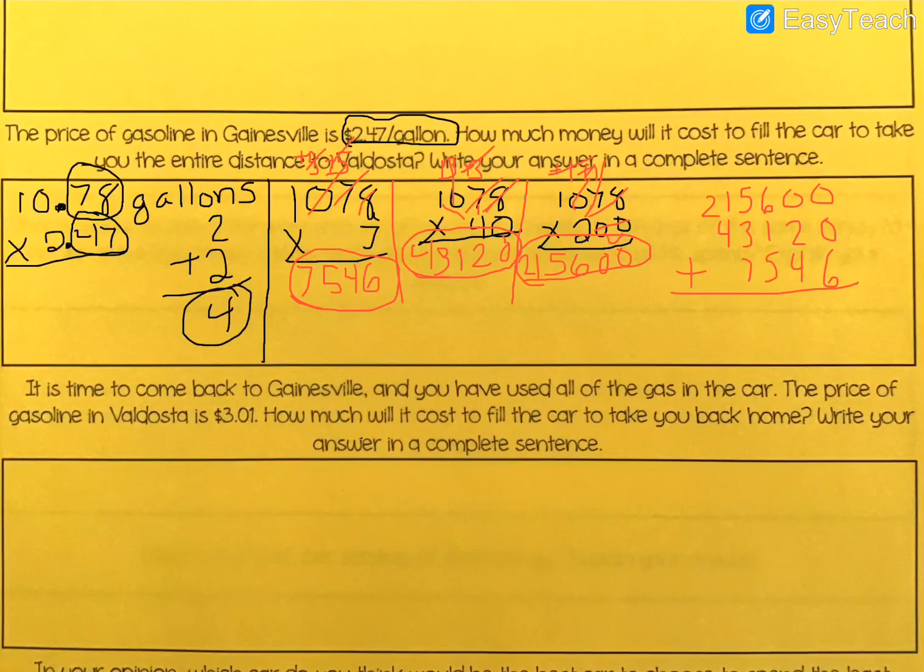0 plus 0 plus 6 gives us 6. 0 plus 2 plus 4 gives us 6. 6 plus 1 is 7. Plus 5 is 12. So we're going to put the 2, regroup the 1. We're going to add 1 plus 5, which is 6. Plus 3, which is 9. Plus 7, which is 16. I'm going to put my 6. Regroup my 1. We're done with that one.